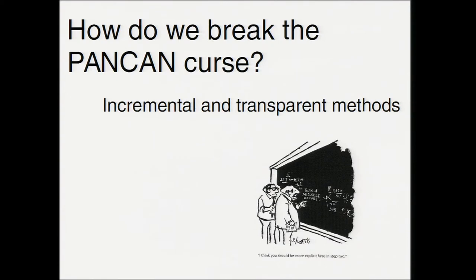Additionally, we need to really work on incremental and transparent methods. I'm a graduate student. I don't have a full team of software engineers to check all my pipelines and make sure everything's all right. Doing these complicated analyses, it's really hard to find the bugs. It's really hard to do all the tweaks that are required to bring a project to completion.